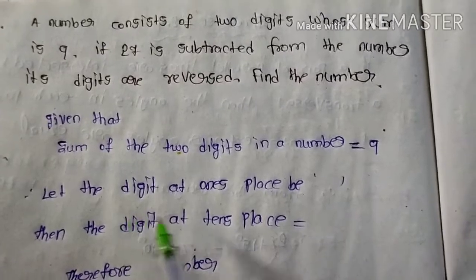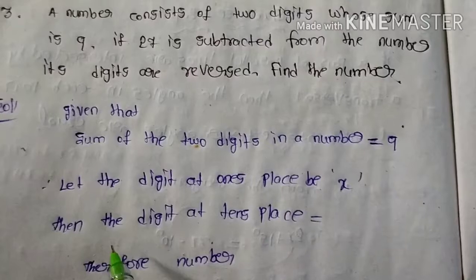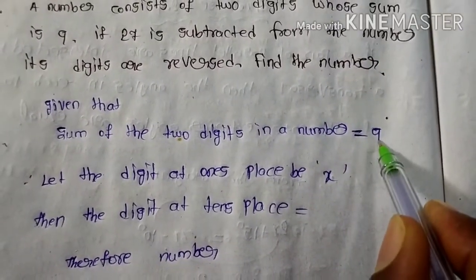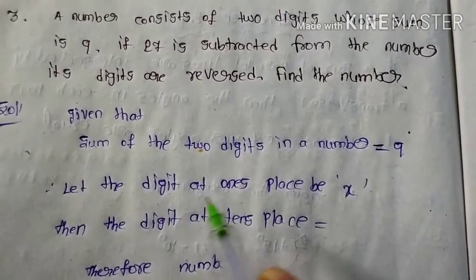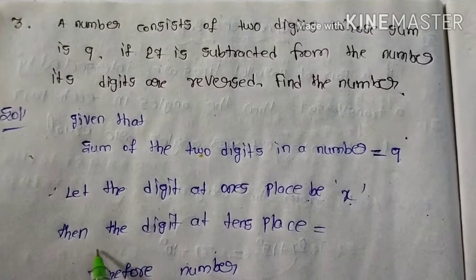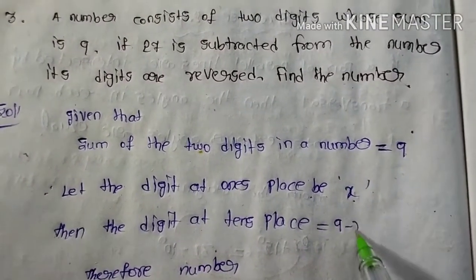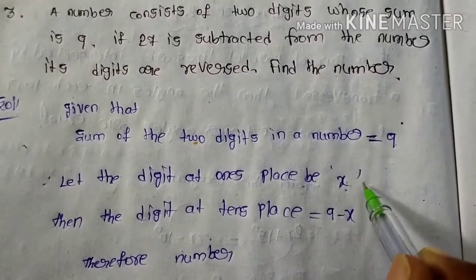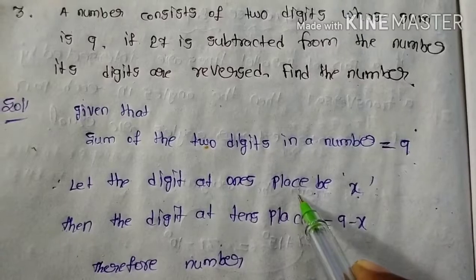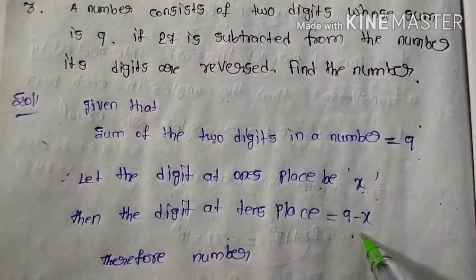So I am taking here, let the digit at 1's place be x. I am taking x only. Then the digit at 10's place will be equal to, the sum of the digits is how much? 9. Already you know the 1's place digit is x only. So you can write here, then the digit at 10's place will be 9 minus x. Yes or no? If I add both, 9 minus x plus x, you are getting 9 or not? So I am taking the 1's place digit as x only, and the digit at 10's place will be 9 minus x.